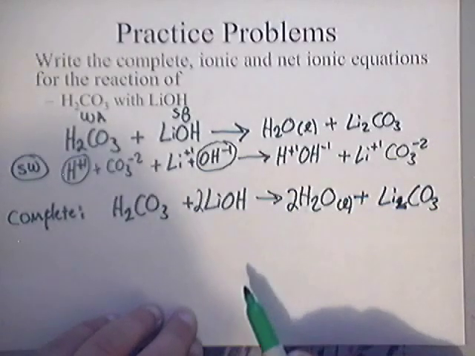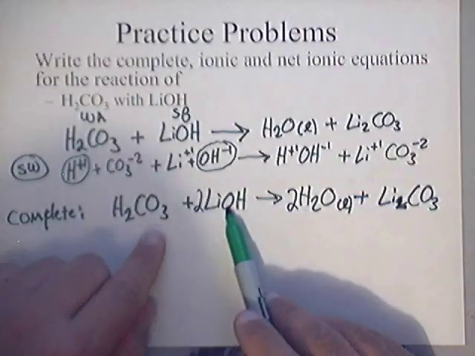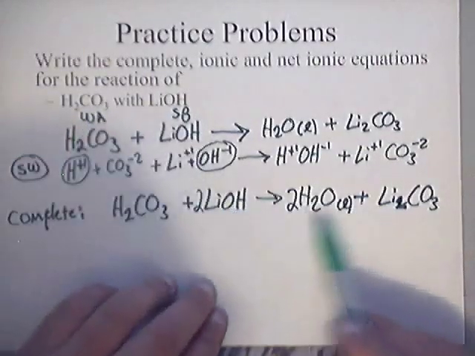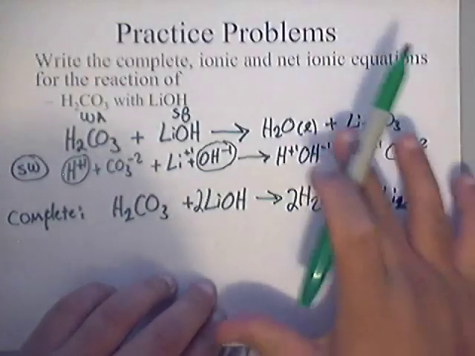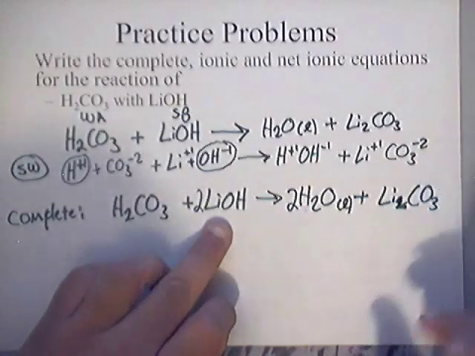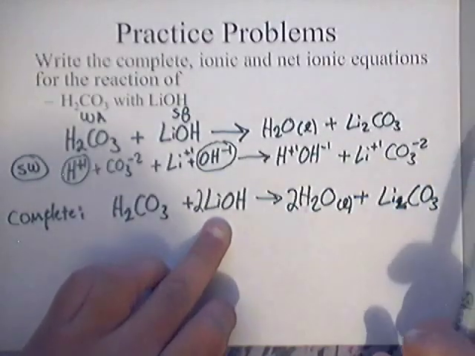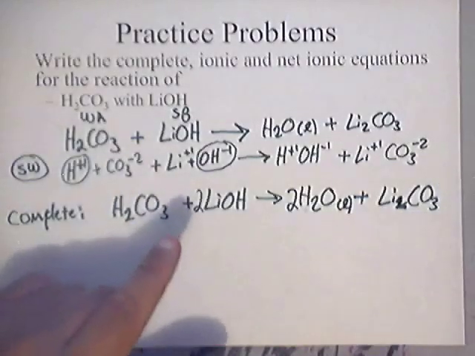Now, what about oxygens? Well, oxygens, you've got 3 here, 2 here, so that's 5 on this side. Over here, that's 2 oxygens, and 3 oxygens is 5. So we're balanced on lithiums, we're balanced on hydrogens, and we're balanced on oxygen, so that just leaves carbon. We've got 1 carbon, 1 carbon, we're balanced.